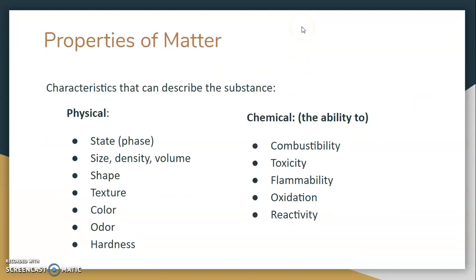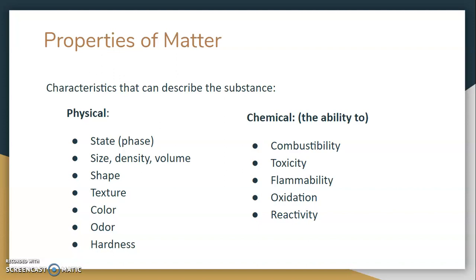Then we also talked about properties of matter. So physical properties are things that you can experience with your senses: your sight, your smell, your taste, your hearing. I feel like I'm missing one. Oh, and your touch. Okay. So you can identify just by looking at things the state that it is in. You can measure size, density, volume. You can look to see what shape it is. You can feel the texture. You can look and see the color. You can smell the odor. You can feel the hardness of an object.